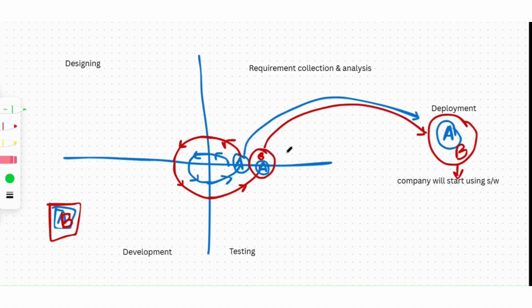Later, the customer came up with the requirements for module C. Requirement collection and analysis of module C is completed. After that, the designing of module C is completed. In the development phase, the developers copy the code which consists of module A and module B and add the code for module C in it. The software is ready, which consists of module A, module B, and module C, and that will be given to the tester. The tester will test the software which consists of module A plus module B plus module C.